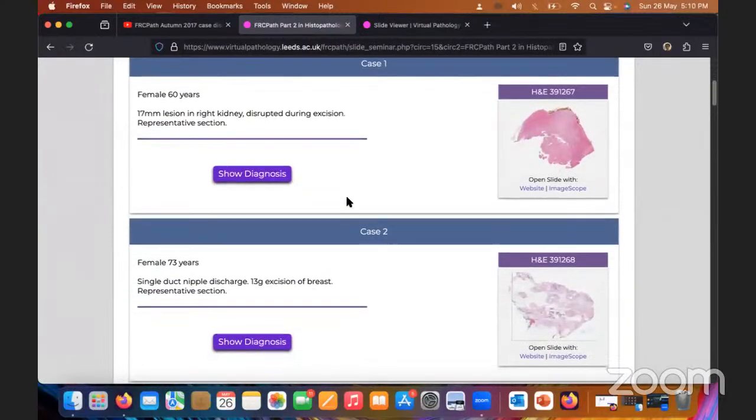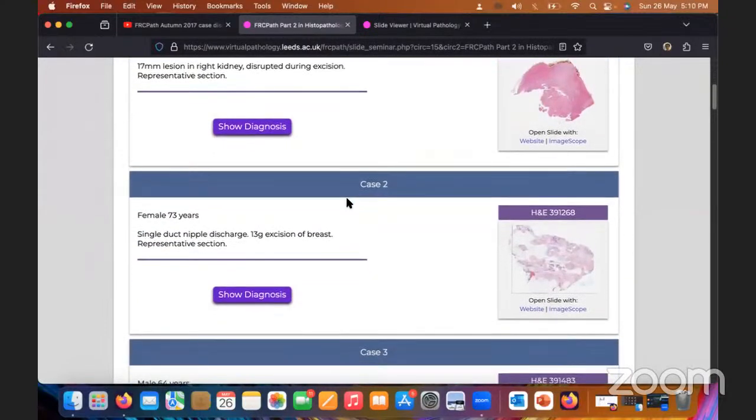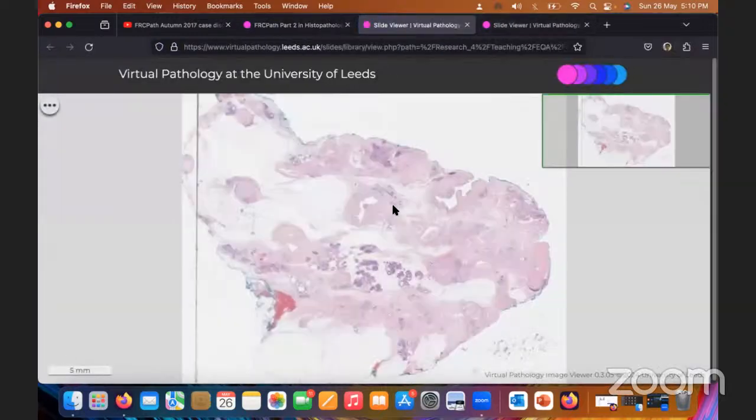Okay. Now moving on to case number 2, which is an elderly female, 73 years, presenting with a single duct nipple discharge. So the age and demography is quite suggestive of a lesion. So we have the representative section from the lesion, which is inked from the periphery.